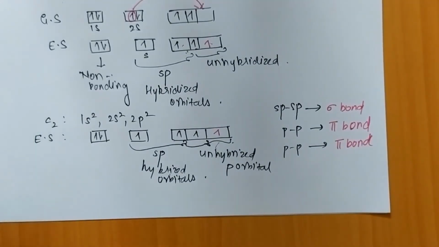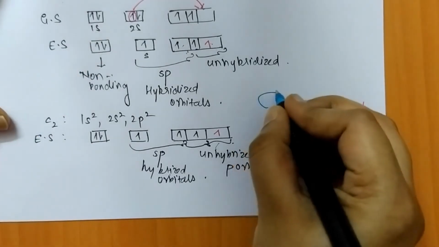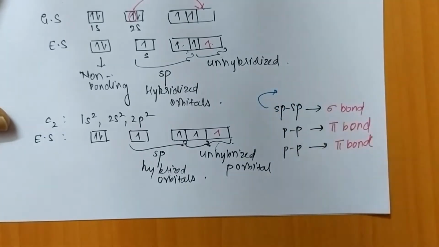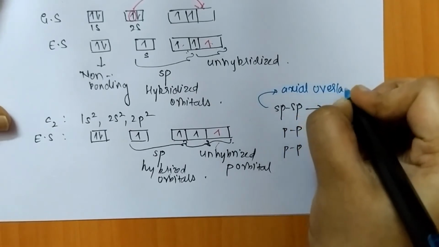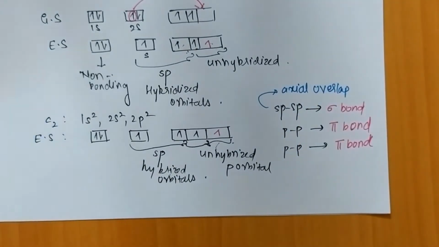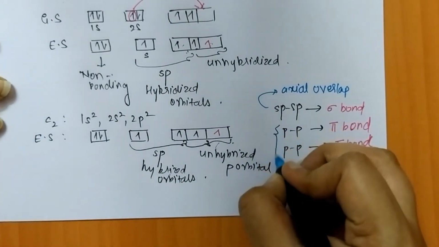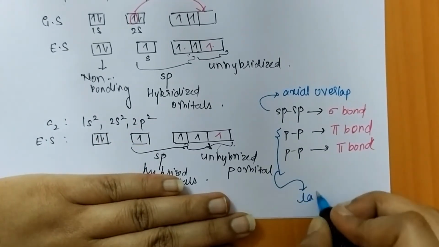Now one thing which we should remember is that whenever sigma bonds are formed, lateral overlap does not take place, axial overlap occurs. So there is an axial overlap, that is, the overlap along the axis occurs for the formation of the sigma bond. But if we want to form a pi bond, then definitely there will be a lateral overlap.